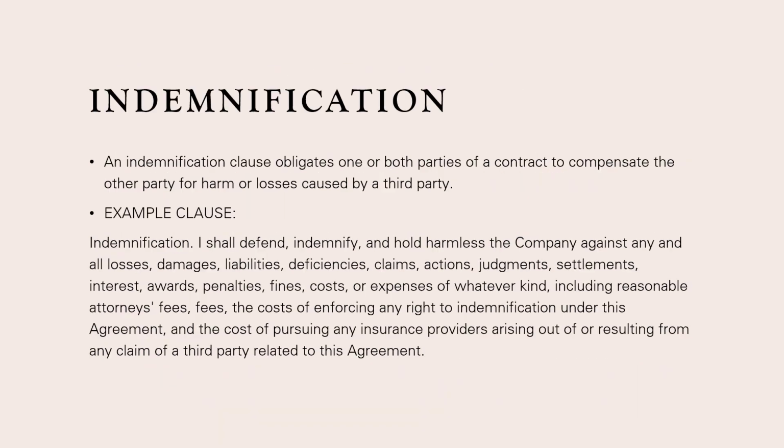The next clause is called an indemnification clause. This obligates one or both parties of the contract to compensate the other party for harm or losses caused by a third party. An example of changing this would be if you read this and you say that you would like to only obligate the other party, you would make sure the language fits that. If you would like both parties, which in some contracts the other party that's negotiating will come back and say they'd like both parties to be indemnified, then you'll change it to fit that.